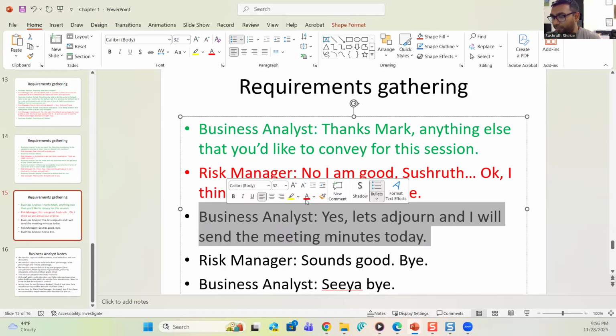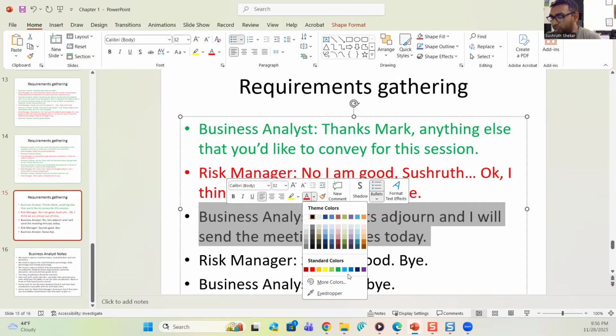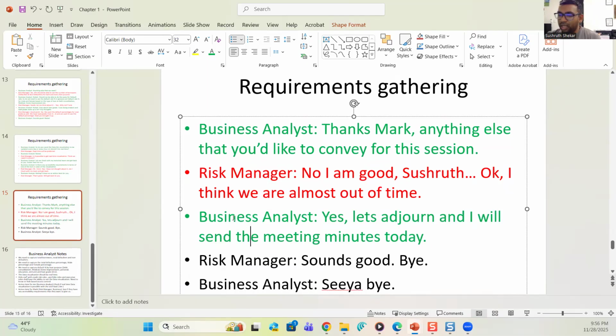This is very important. Once you meet with somebody and they give you the requirements, send them meeting minutes. And it's better if the meeting minutes are in the body of the email.